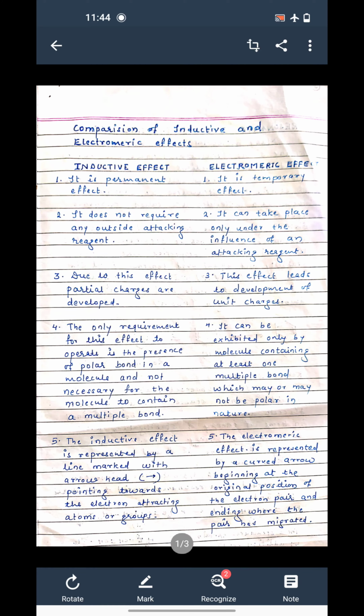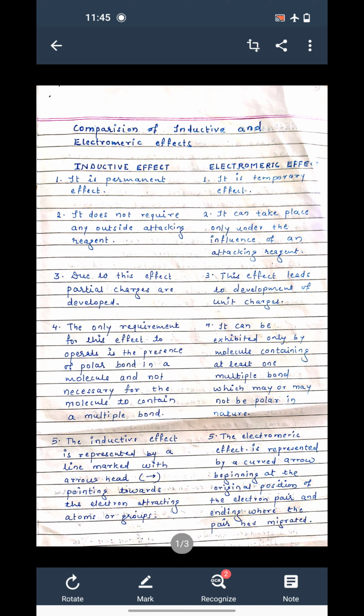Hello dear students. In the previous lecture we discussed the inductive effect and the electromeric effect with examples. Now we are going to compare the inductive effect with the electromeric effect. As we know, the inductive effect is a permanent effect while the electromeric effect is a temporary effect. The inductive effect does not require any outside attacking reagent, while the electromeric effect only takes place in the presence of an attacking reagent during the course of the reaction.